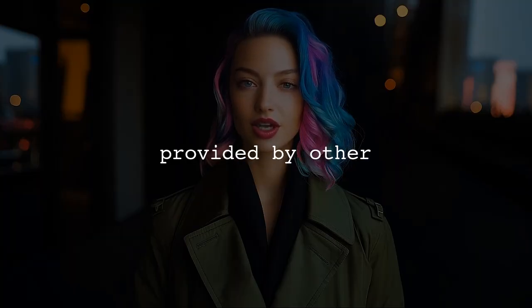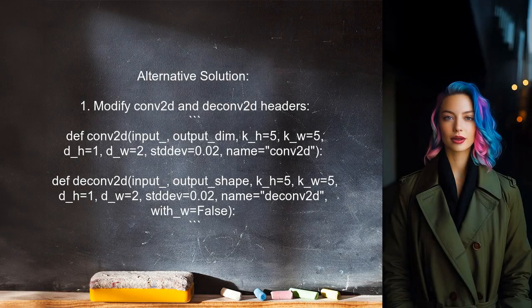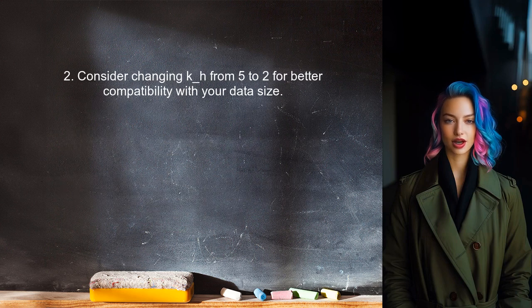Now let's look at the answers provided by other users. An alternative solution suggests modifying the striding size in your Deconv filter. Specifically, you should change the header for Conv2D and Deconv2D functions to adjust the stride height and width. This adjustment helps avoid shape compatibility issues during backpropagation.